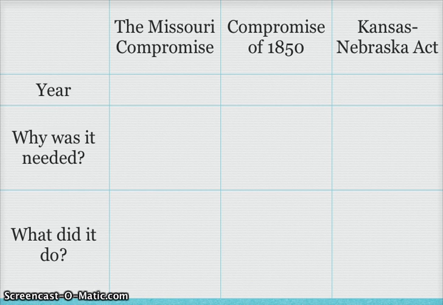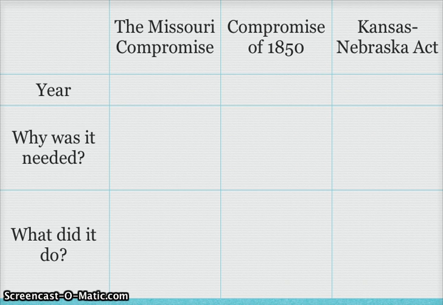the three acts of Congress that are before you. The first would be the Missouri Compromise. I want you to tell me what year, what happened. Why was the Missouri Compromise needed? For what reason was it even discussed? And then, secondly, what did it do? What did the Missouri Compromise in the end accomplish?